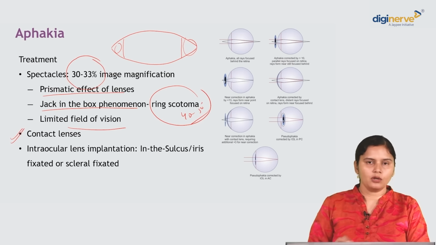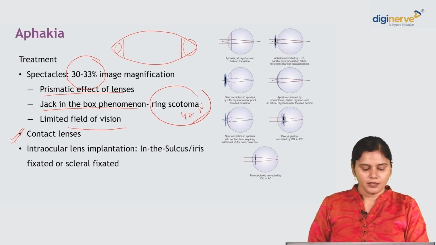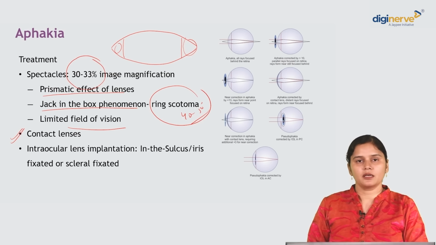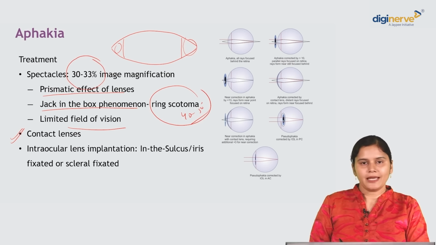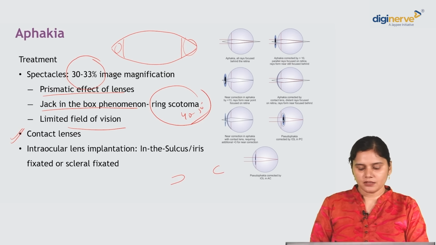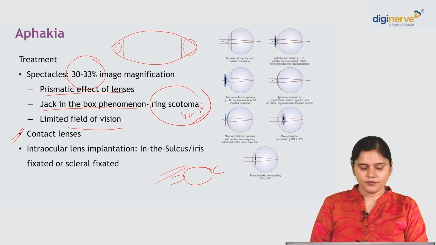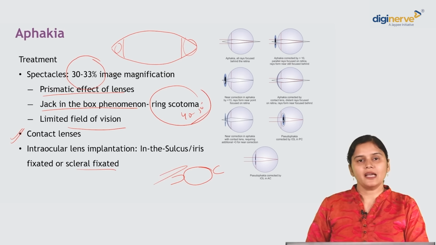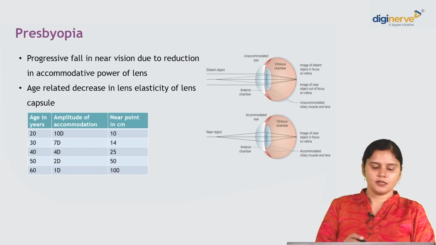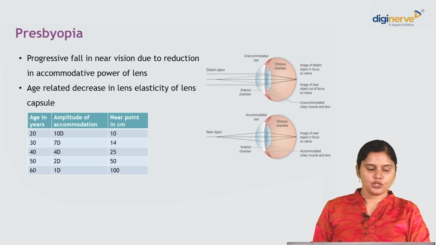Contact lenses are better tolerated by aphakic persons. Intraocular lens implantation can be done in such people. When you dilate the pupil in an aphakic person, if there is a sulcus or the previous capsule's margin present behind the iris, then the lens can be placed in the sulcus, or a scleral fixated lens can be put, or an iris fixated lens, or an AC IOL, anterior chamber IOL, can also be put in an aphakic person.